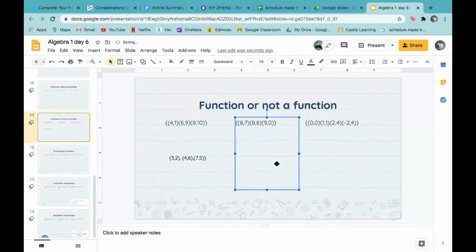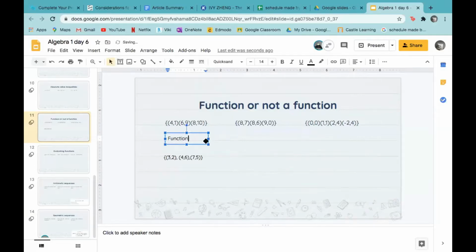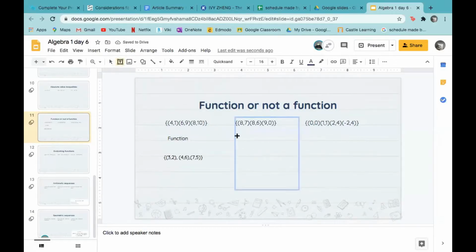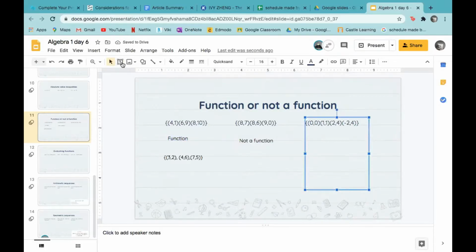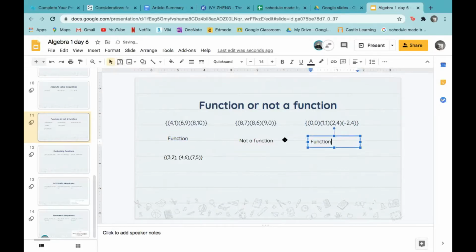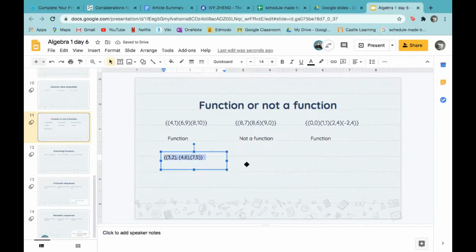Would this be considered a function or not? Remember, this was a function. This was not. Okay, back to this question. Was this a function or not a function? Or do you not know? It's a not function. Actually, it is a function.